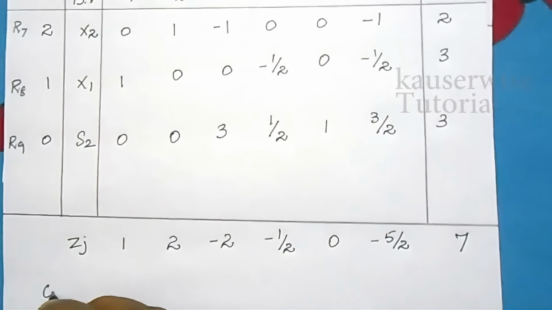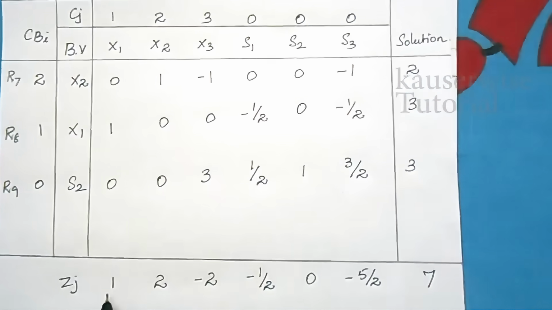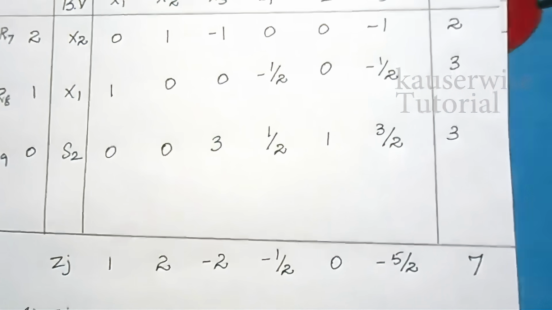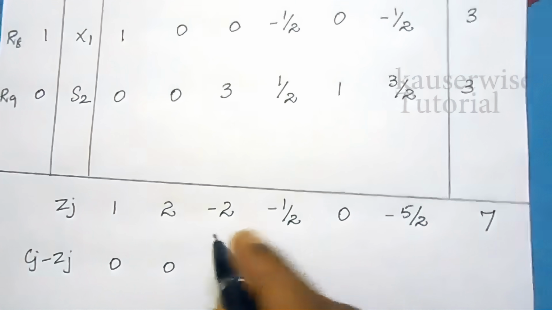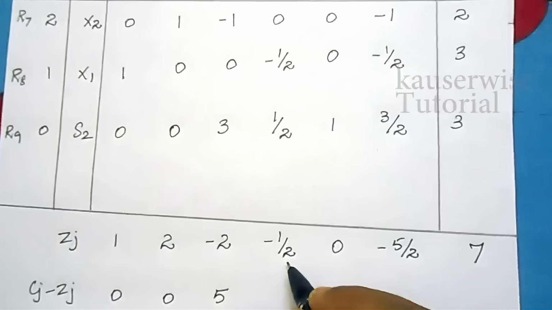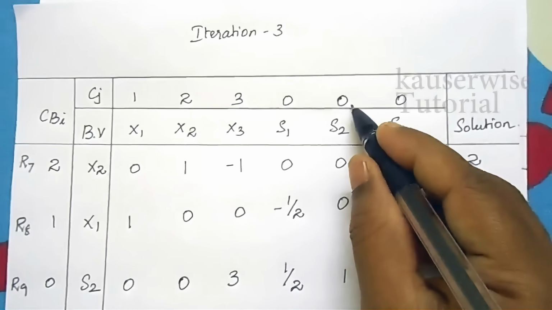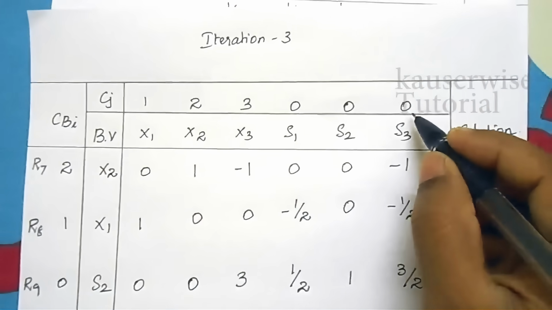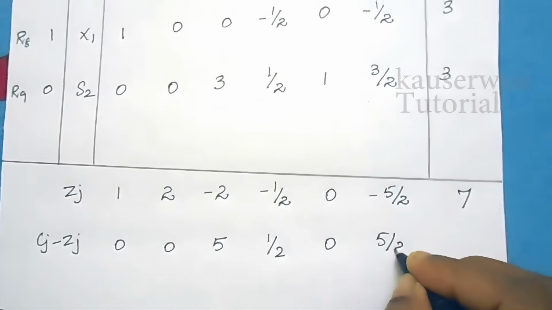Now we need to find Cj minus Zj values. For x1, 1 minus 1 is equal to 0. For x2, 2 minus 2 is equal to 0. For x3, 3 minus 2 is equal to plus 5. For s1, 0 minus 1/2 is equal to plus 1/2. For s2, 0 minus 0 is equal to 0. For s3, 0 minus 5/2 is equal to plus 5/2.